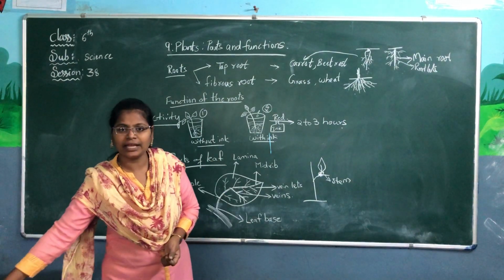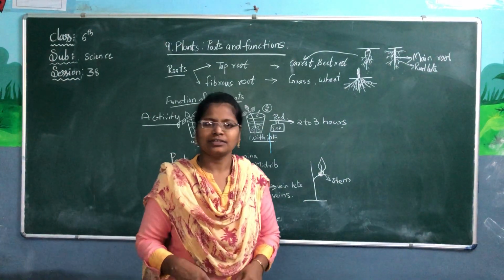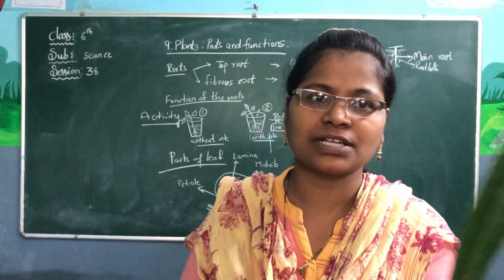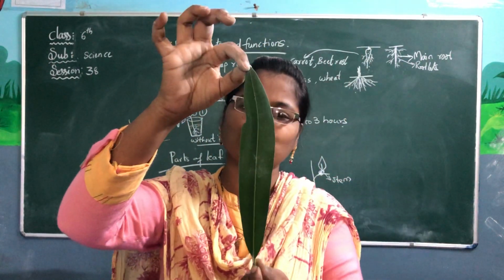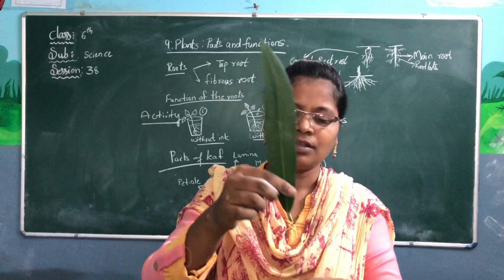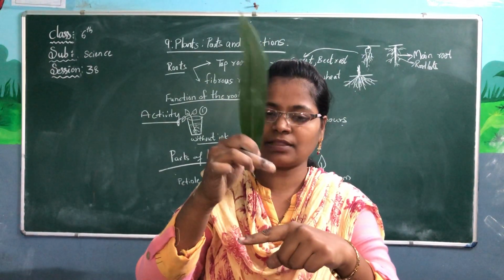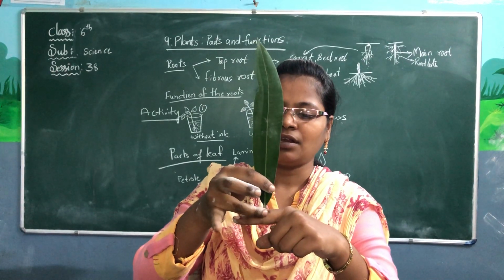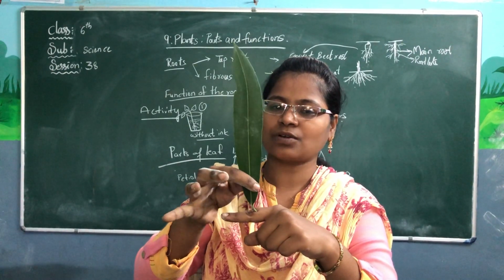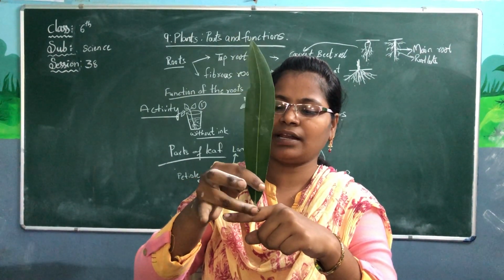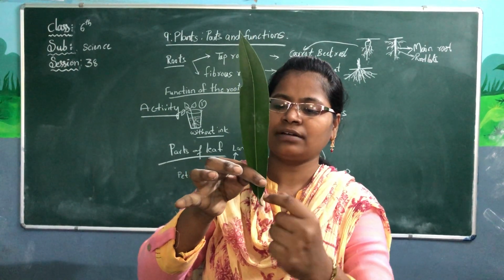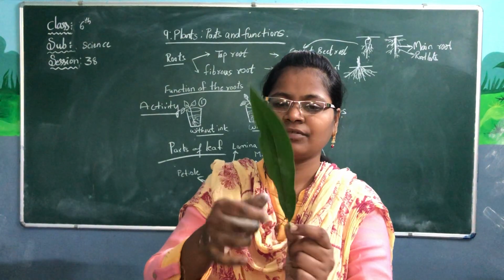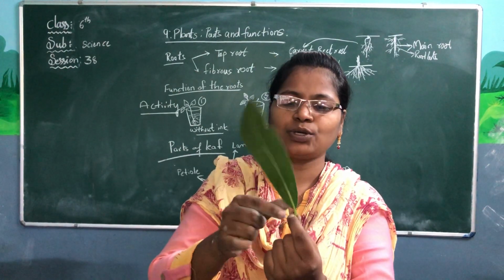I will show you in the leaf. This is not a hibiscus leaf because it is bigger. Imagine that this is the stem. The leaf is arising at this point. This point is called the leaf base. This point is called the petiole. I will show you the back.